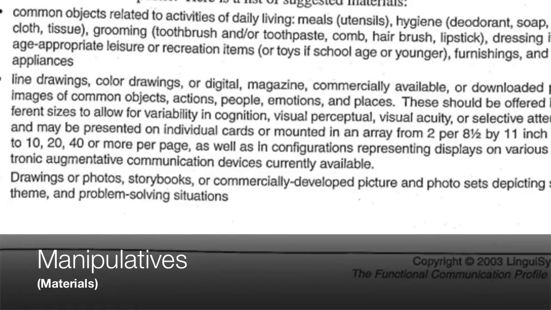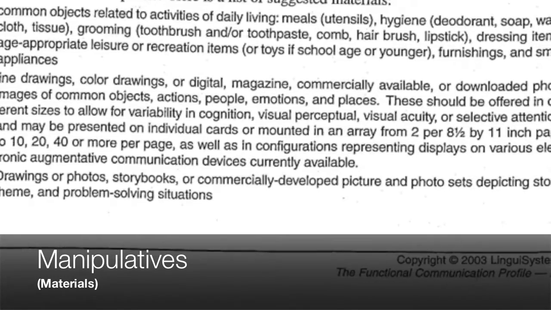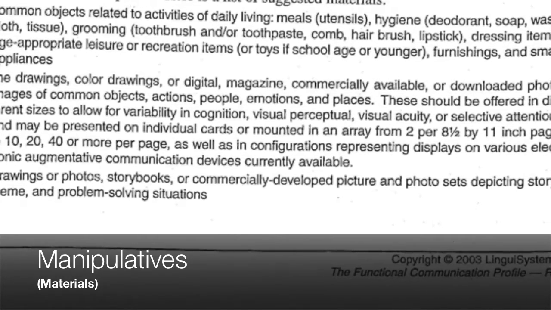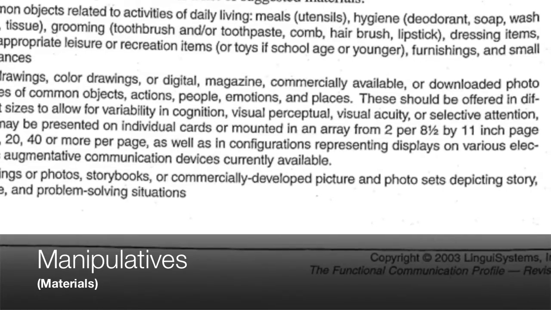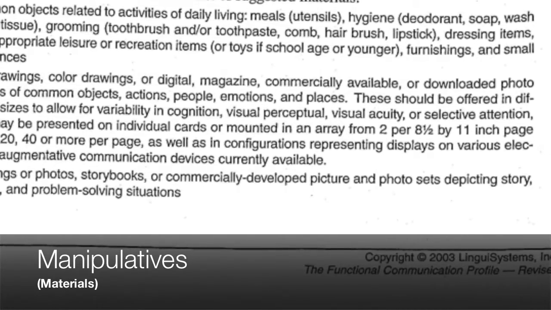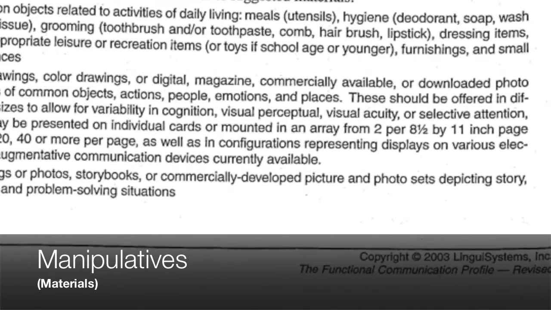Manipulatives. Here's a list of possible materials listed in the examiner's manual. It's up to the clinician to pick appropriate materials for the client. Some of the items may include activities of daily living, such as magazines, hygiene products, money, a writing tablet, noisemakers, clothes, images of common objects, storybooks, etc. For certain populations, the clinician may also utilize alternative communication systems.